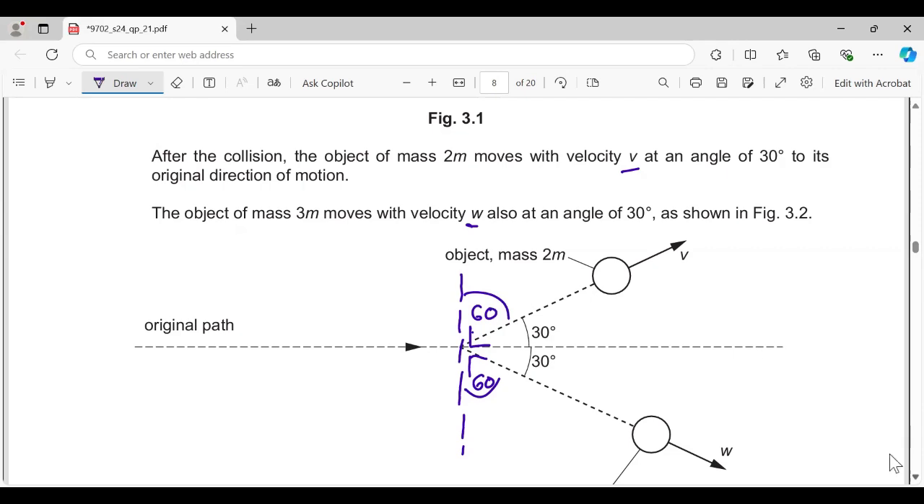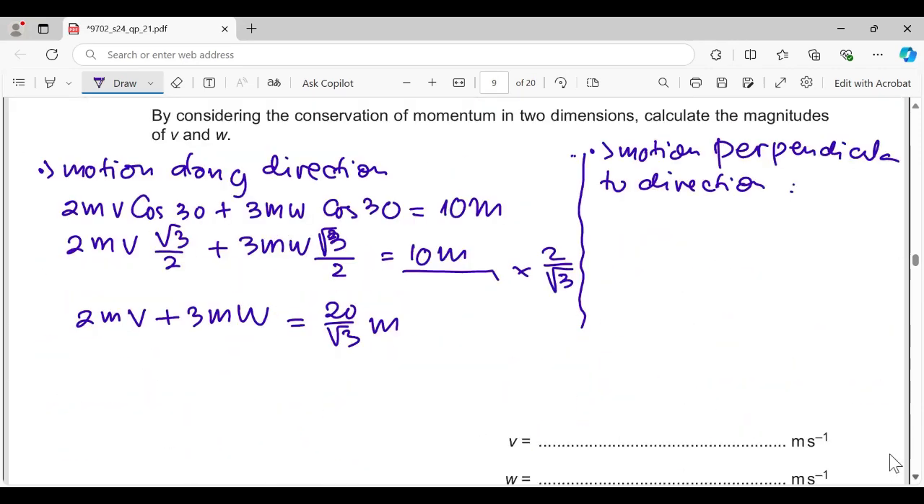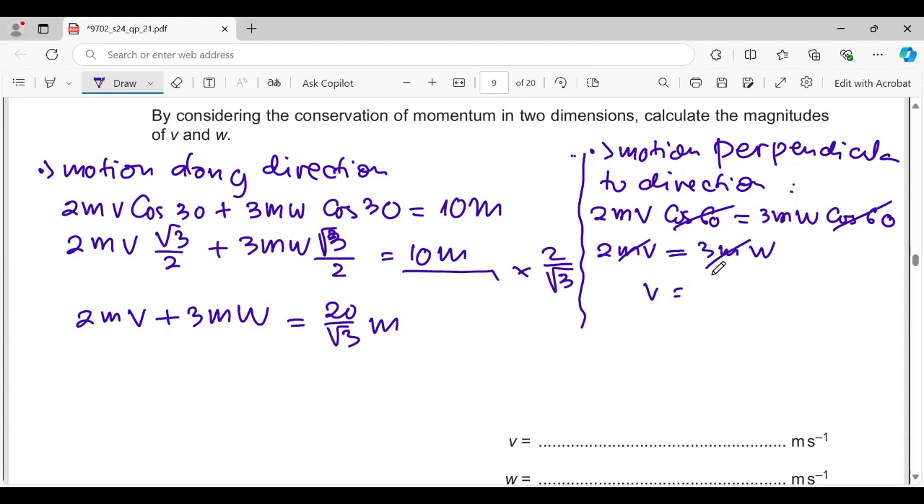Okay, so 2m v cosine 60 is equal to 3m w cosine 60. Okay, and yeah, right? It comes to mv plus 3mw. So m, right? So v equals 3 half w.